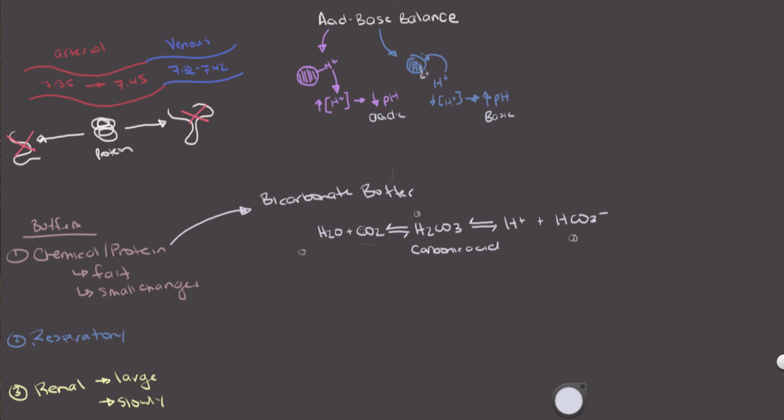Whereas if maybe we stop breathing so well and we start to see way too much CO2, we can alternatively shift to the right, where we see a production of carbonic acid. We shift further to the right, where we see a production of H plus and HCO3 negative.